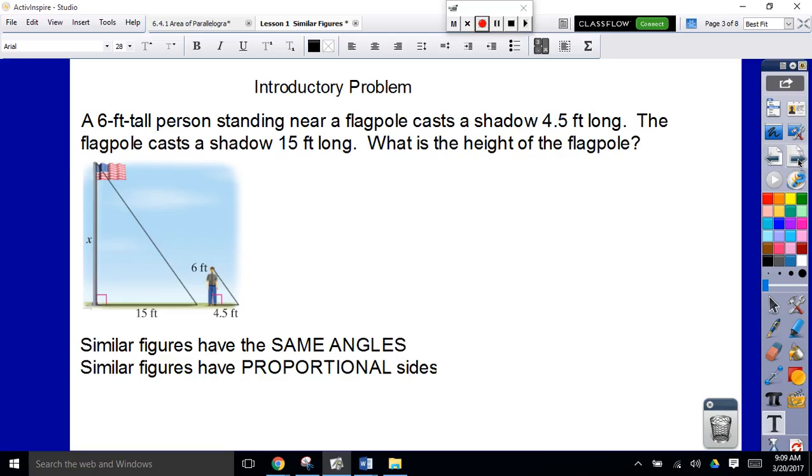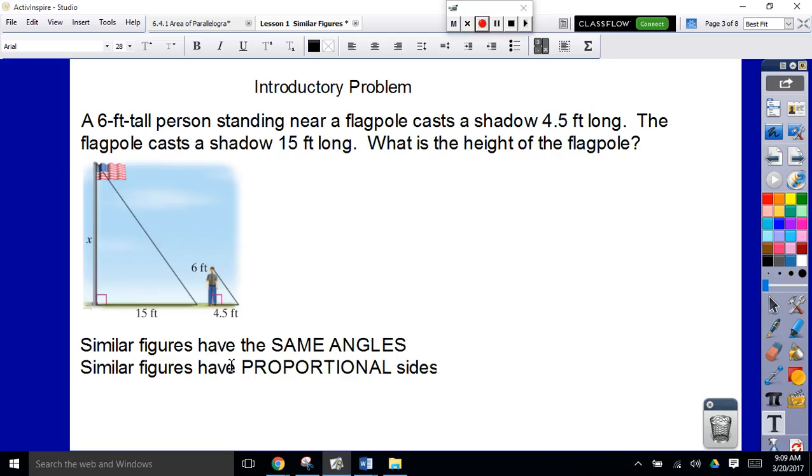I want to look at this problem with you. We're going to come back to this problem after we learn a little bit, but this kind of shows you where we're headed and what kinds of problems we're going to be able to solve. A 6-foot tall person, here's our person, standing near a flagpole casts a shadow 4.5 feet long. The flagpole casts a shadow 15 feet long. What is the height of the flagpole?